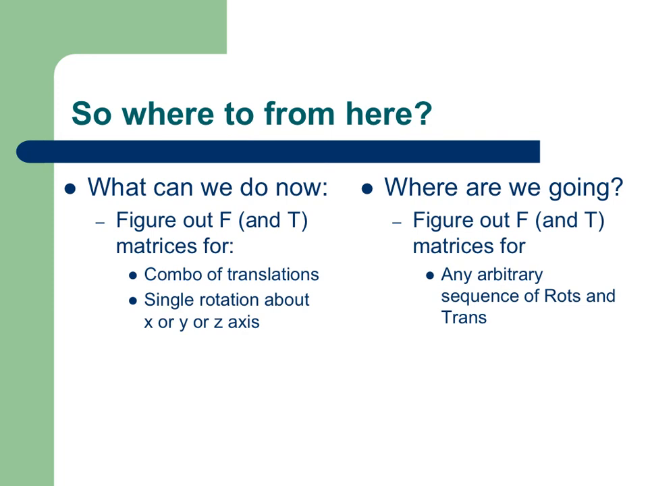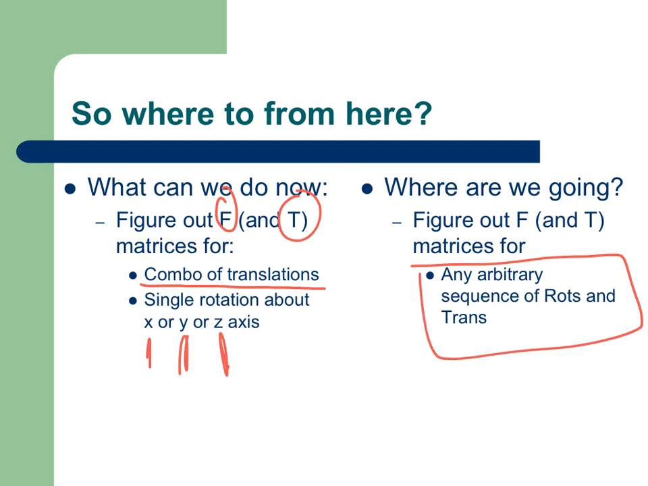So just to wrap up, right now we can figure out the frame transformation and therefore the homogeneous transformation matrices for any combination of translations, or for a single rotation about the x-axis or the y-axis or the z-axis. And what do we want to be able to do? Well, we actually want to take any arbitrary sequence of rotations and translations and figure out the F and T matrices for that. And that's going to be our next slide set.